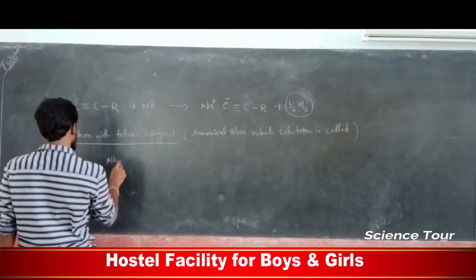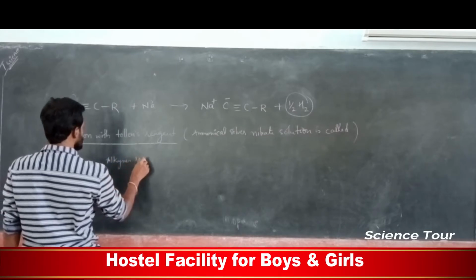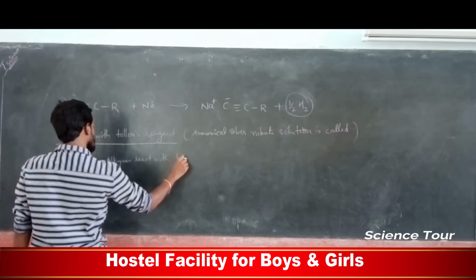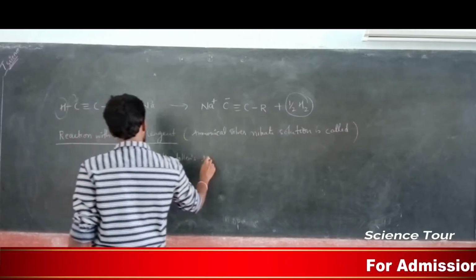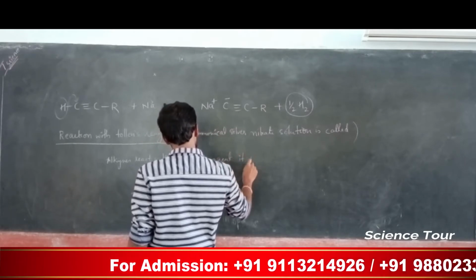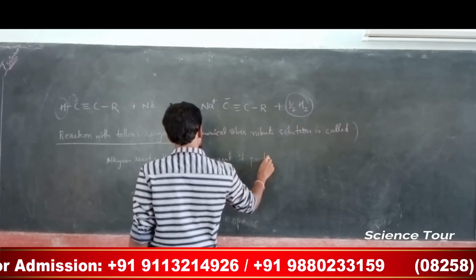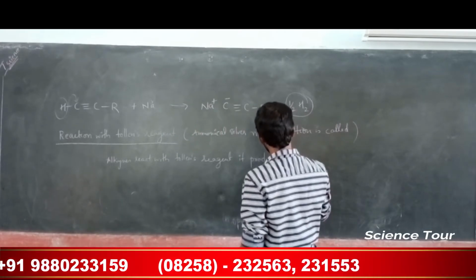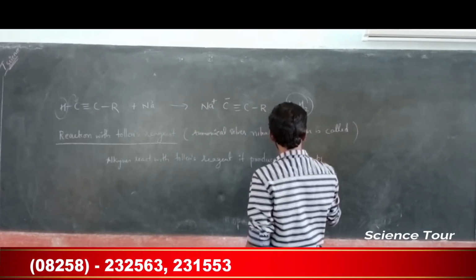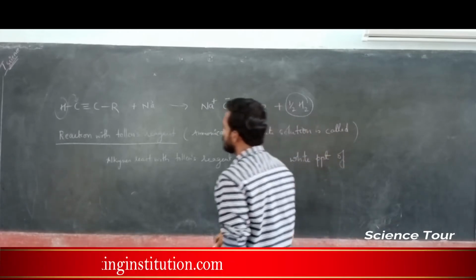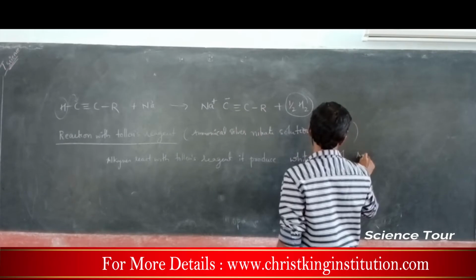Alkynes react with the Tollens reagent, it produces a white precipitate of silver.